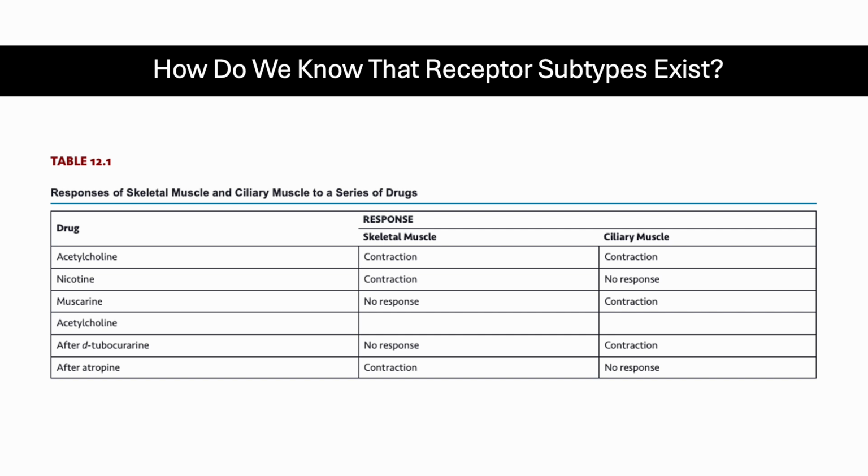You can see the difference between the skeletal muscle responses and the ciliary muscle responses. Remember, the ciliary muscles are responsible for how our eye focuses for near vision. Although skeletal muscle and ciliary muscles both contract in response to acetylcholine, the tissues differ in their responses to the actual drugs. So, we are going to discuss what those selective responses are and see how these responses reveal the existence of receptor subtypes, again answering the question of how we know that these subtypes exist.